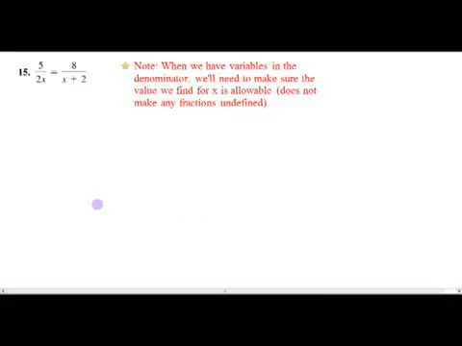When we have variables in the denominator, we'll need to make sure the value we find for x is allowable. In other words, we can't allow a value of x that makes any fraction undefined in the problem. For this problem, the LCD is 2x times x plus 2. What happens here is we multiply both sides by 2x and x plus 2.